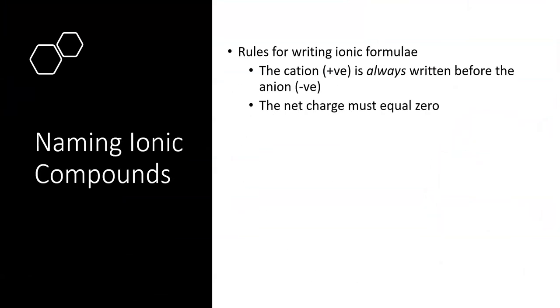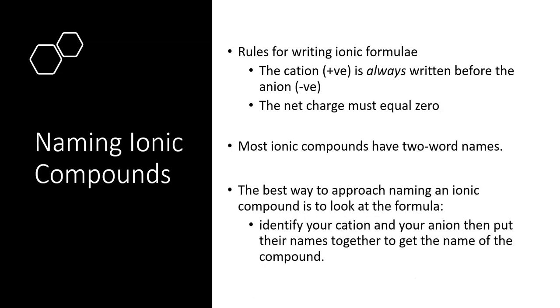When we name our ionic compounds, we have some rules to follow. The cation is always written first, and the net charge of our compound must be 0. So we write the cation, then the anion, and we must make sure that net charge is 0. We do that by that swap and drop. Now, most ionic compounds have 2-word names. The best way to approach naming an ionic compound is to look at the formula. So if you see Al and O, you know it's aluminium oxide.